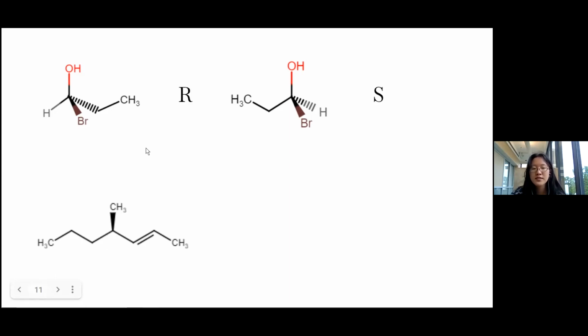And so let's assign priorities. Off the bat, from this carbon, you would look out and it's connected to 3 identical elements. So it's carbon, carbon, carbon. So you would actually have to go on to the next layer of connections in order to assign priorities. This isn't as clear-cut an example as I just gave before, but you would use the same process.